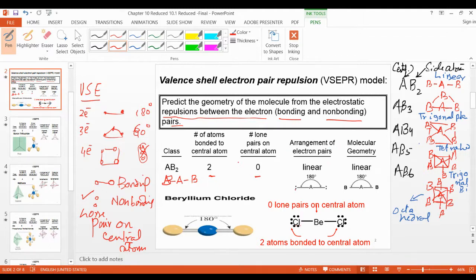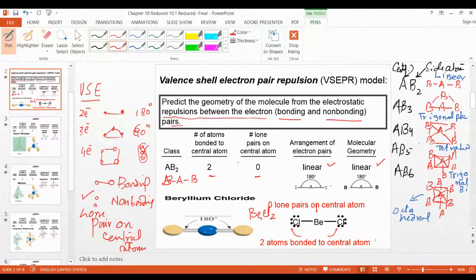Alright, now you have to arrange this B, we can put like this, because this is the bonded. So this is a 180-degree angle and is known as linear. The arrangement of the electron pair is linear, and also the molecular geometry is linear. Molecular geometry cannot be changed because no electron pairs are present on the central atom, right? So I am just talking about the geometry without lone pair of electrons on the central atom. This is an example, BeCl2.